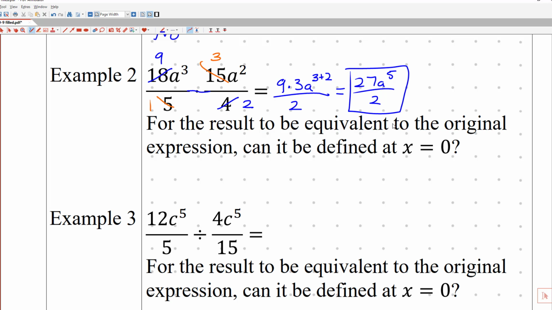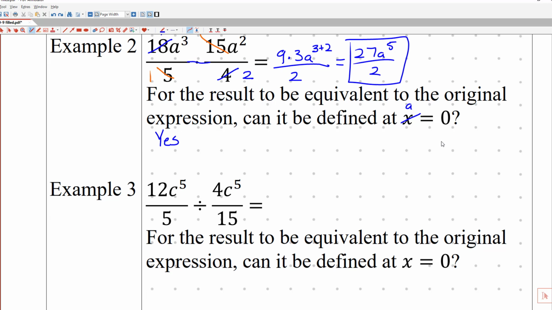Again, the same question. And now, do you ever see an x or any variable? In this case, I should have said a is equal to 0. That's a typo because there's only an a. Is this defined at a is equal to 0? And the answer here is actually yes, because there's no variable in that denominator, no variable in that denominator, and no variable in that denominator. All the denominators are clear of variables, therefore you can plug in 0 for the variable.